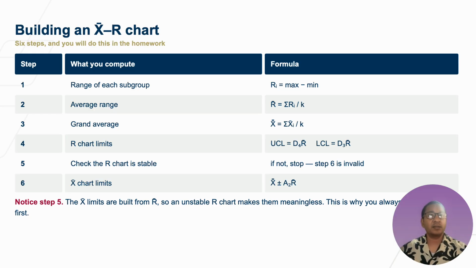Look at where X bar limits come from. X double bar plus or minus A2 R bar. The limits on the mean chart are computed from the average range. So if the range chart is unstable, if within-subgroup spread changes during your baseline, then R bar is not describing a single consistent process, and X bar limits built from it are meaningless numbers. This is why you always read the R chart first, not convention, dependency. And I'll show you what it looks like when people get it backward in a few slides.